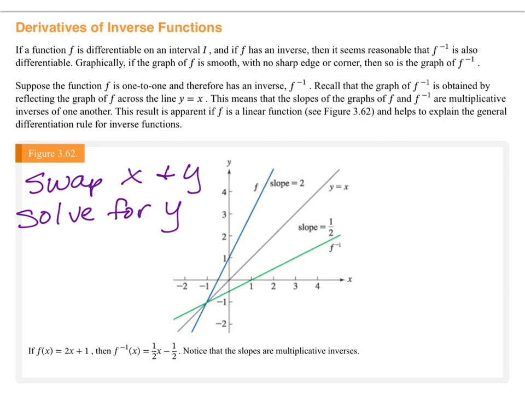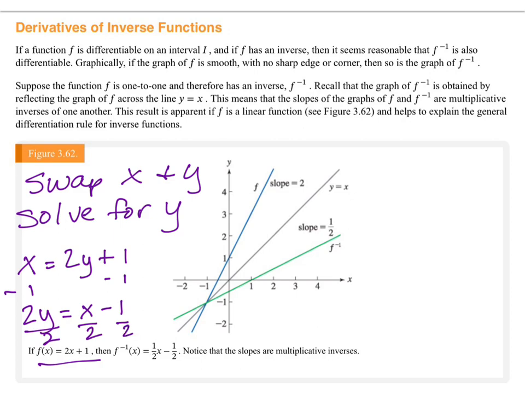They have the function f. This is the blue one. f of x equals 2x plus 1. Can you see that? They swap x and y. So now x is equal to 2y plus 1. And then we solve for y. So we're going to subtract 1 from both sides. 2y is equal to x minus 1. Divide that by 2. And now we have this green function. y is equal to half x minus 1/2.